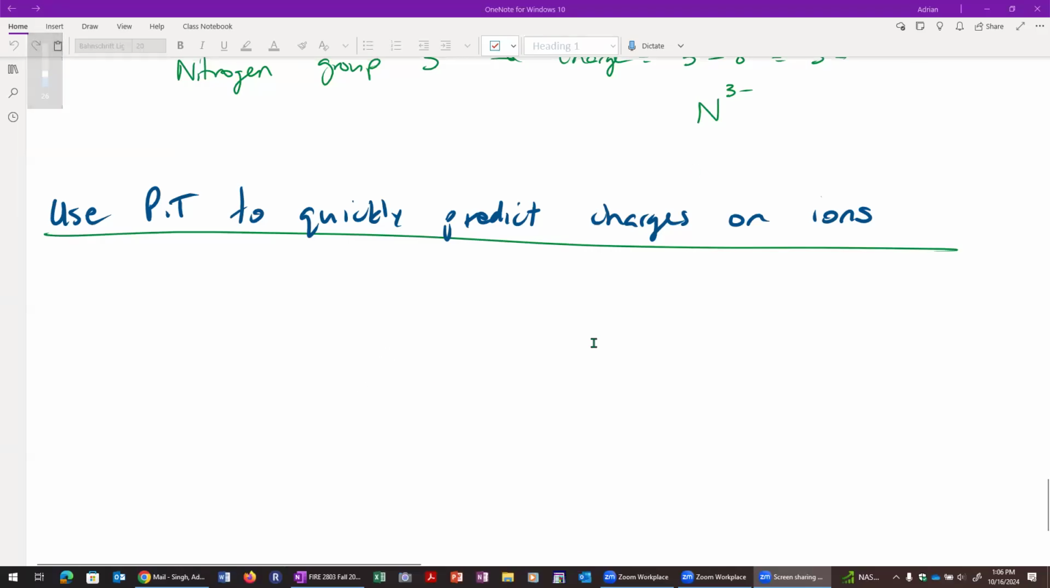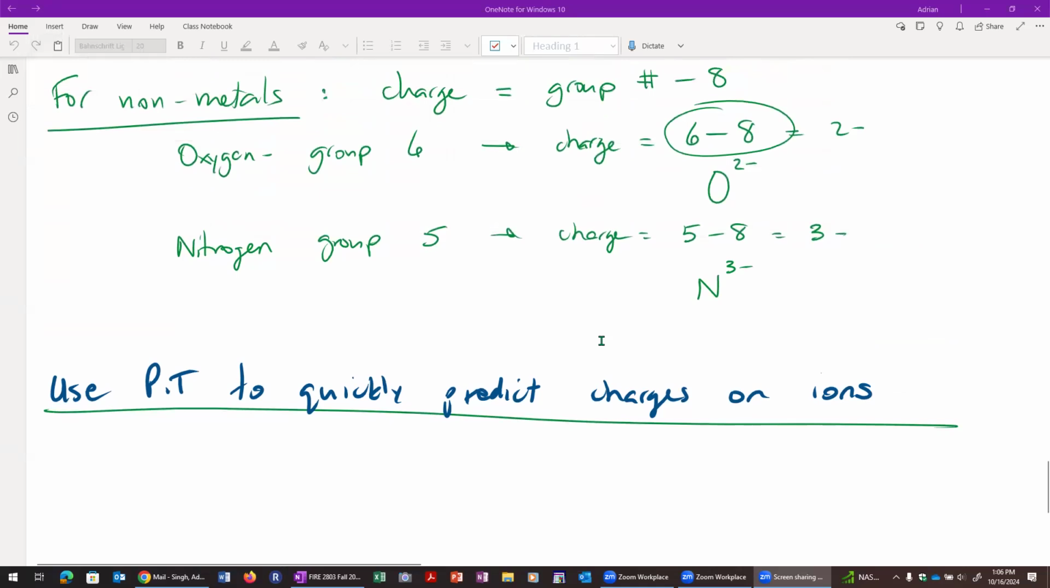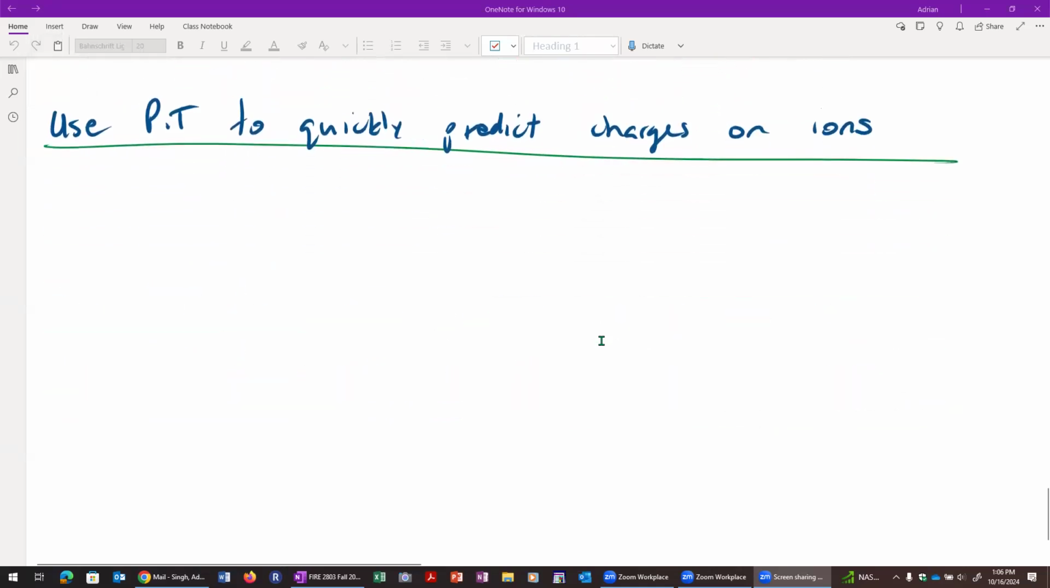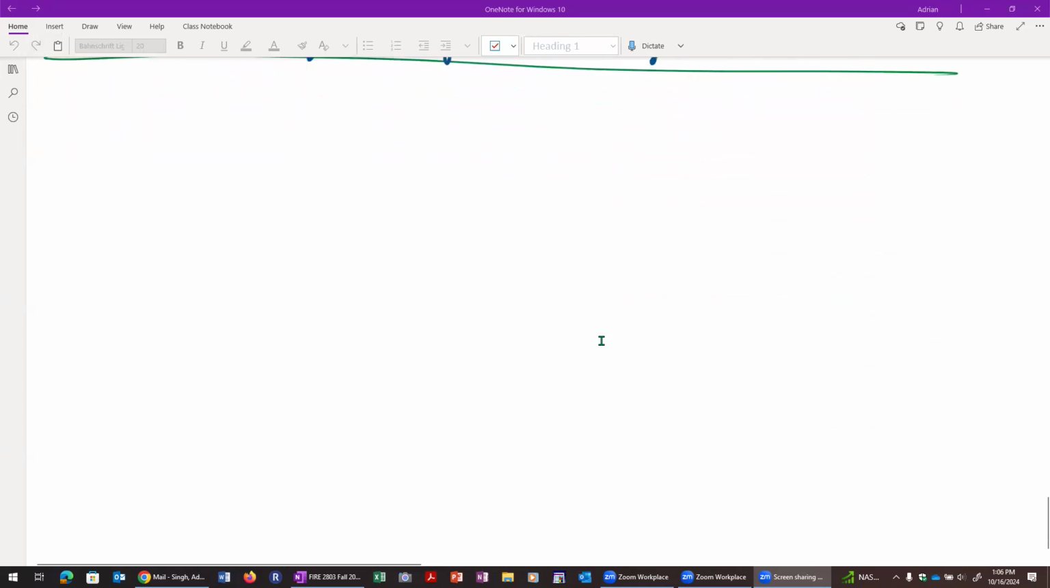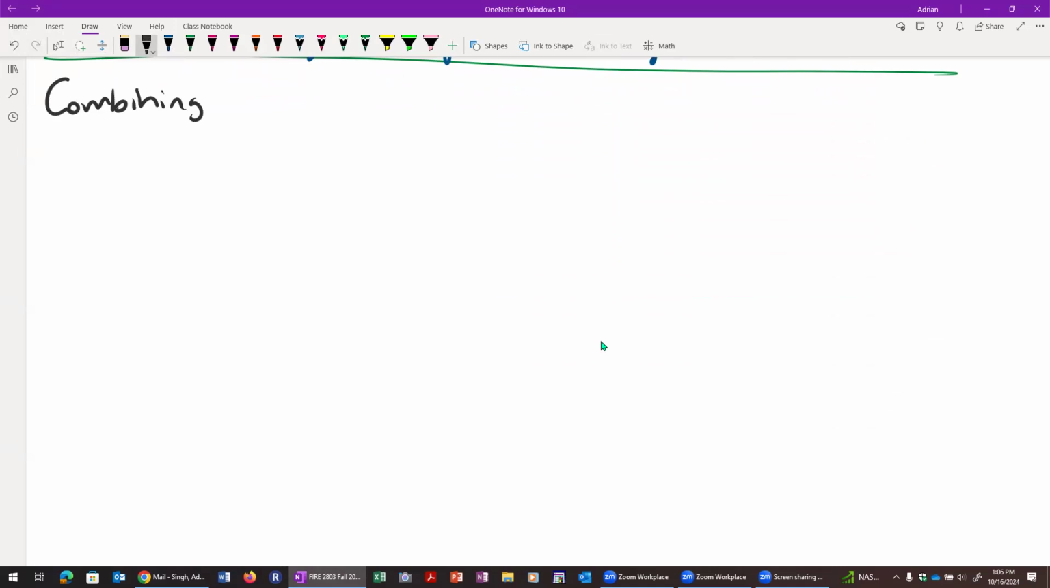Okay, so now that we've talked about how to use the periodic table to determine the charges on these monoatomic ions, let's take a look now at how we can combine these ions to make these ionic compounds.